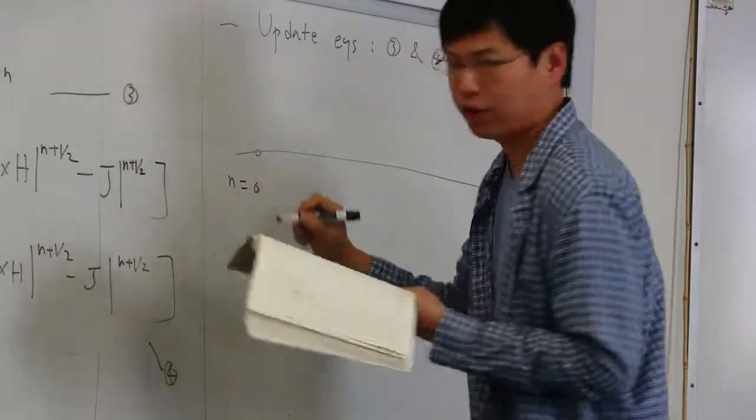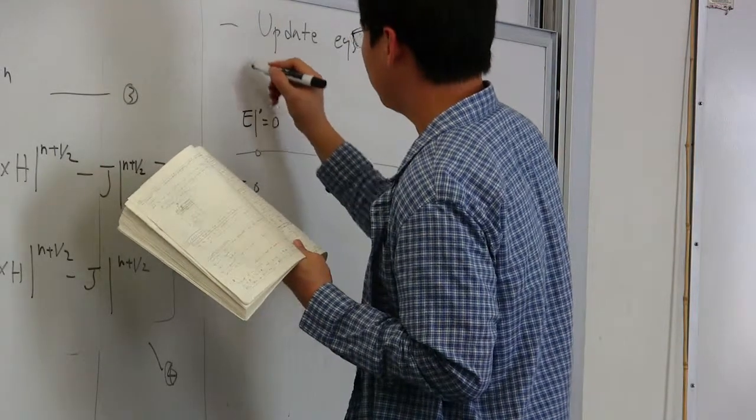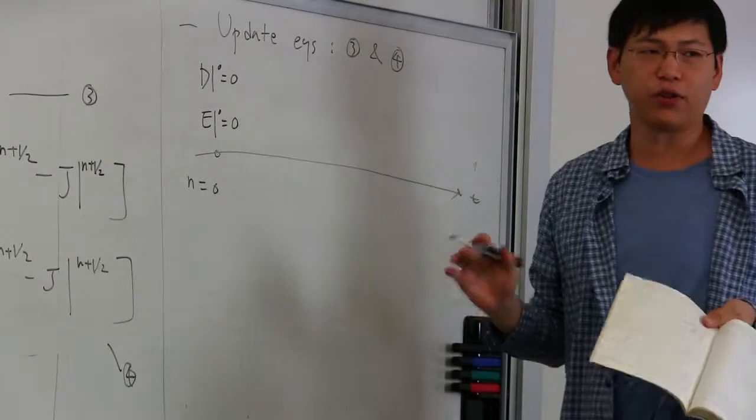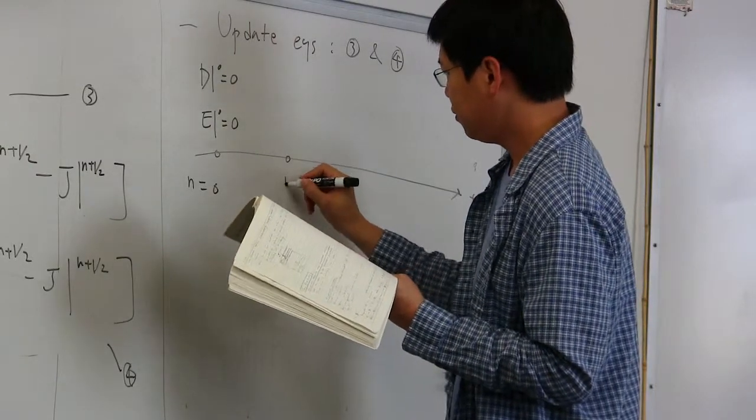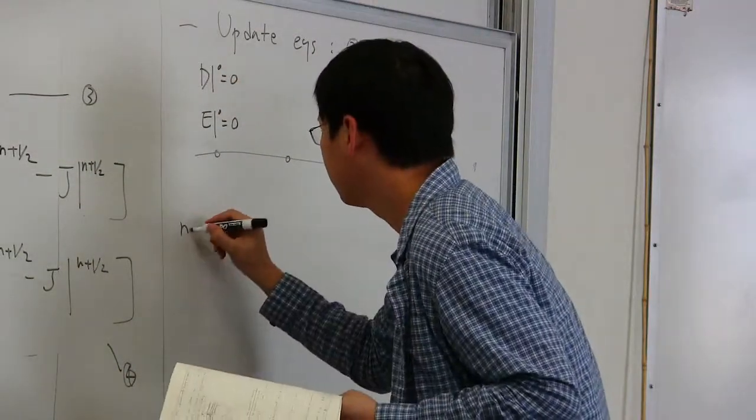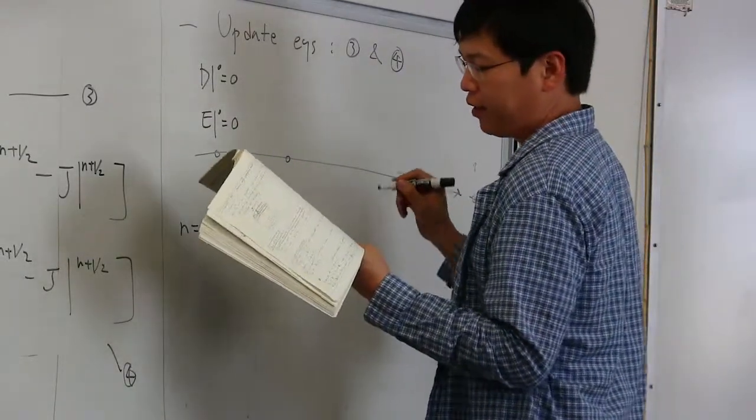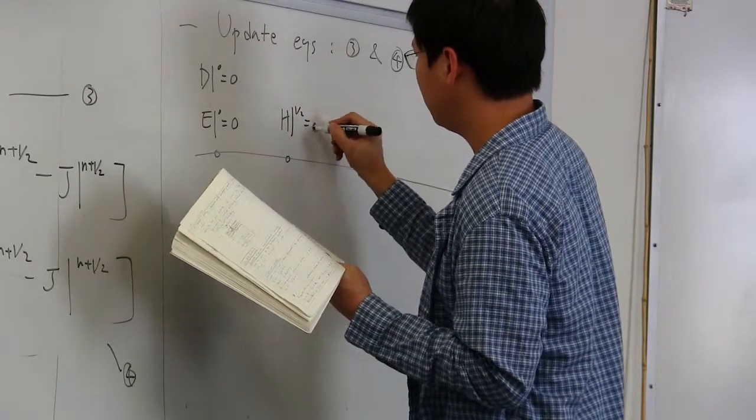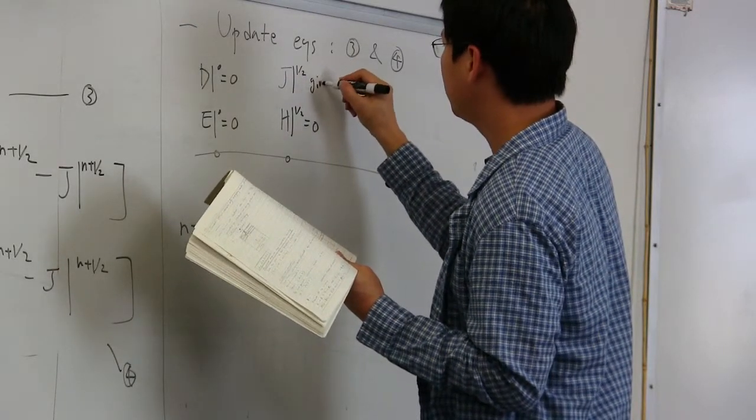So when n is equal to 0, you have E field 0 and D field 0. Let's say initially there was no field at all. And then n equals half, you have also initial H field 0, but J is given.